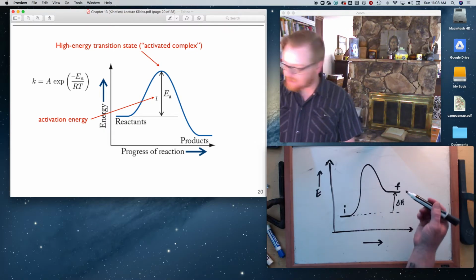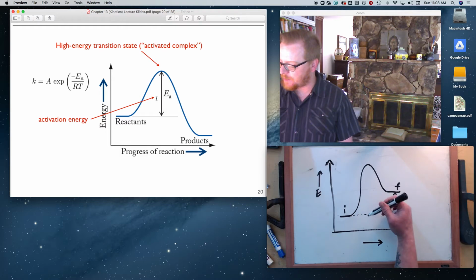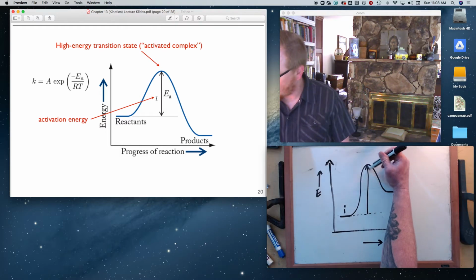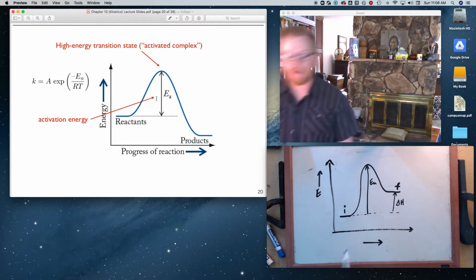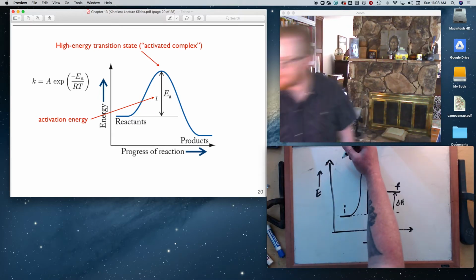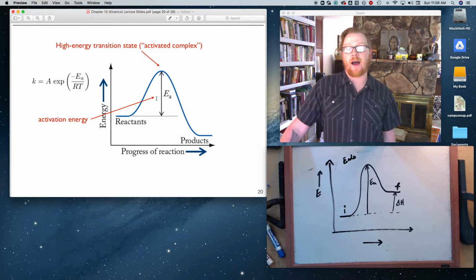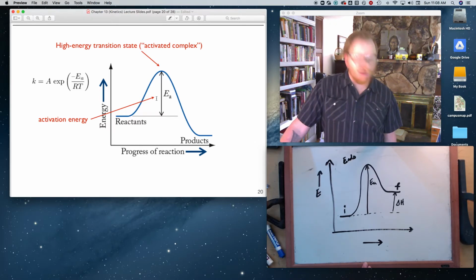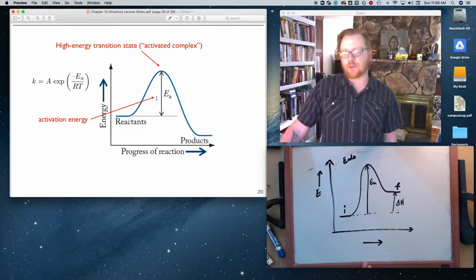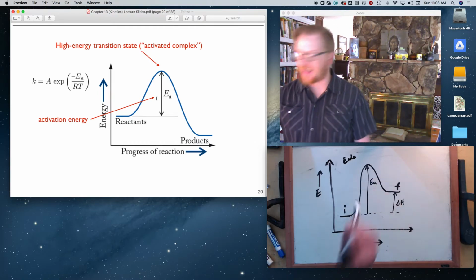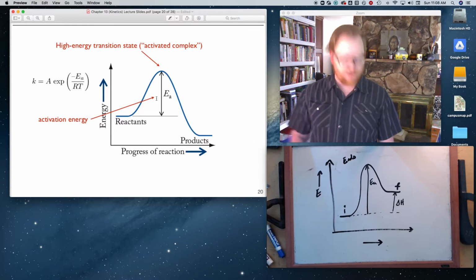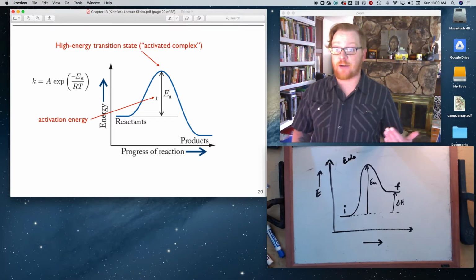But now my activation energy doesn't start up here, it actually starts way down there. Okay, so my activation energy for an endothermic reaction also includes the delta H of that reaction. Okay, so just keep that in mind when we're looking at these kinds of graphs: how to tell the difference between an endothermic and exothermic, and how we get the delta H and the activation energy from these types of diagrams.